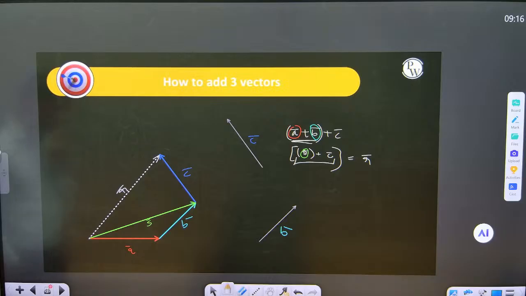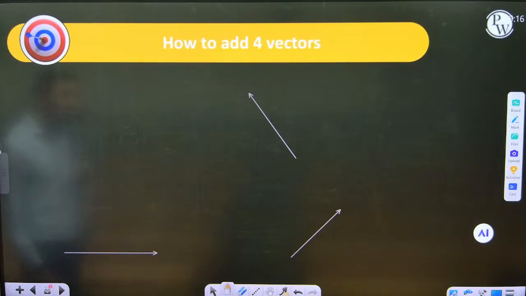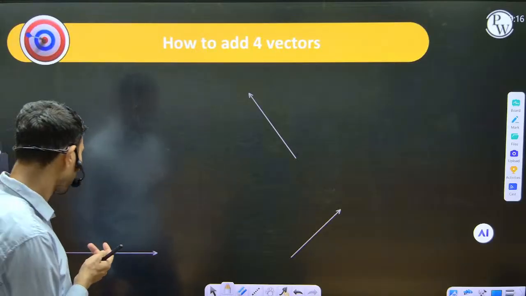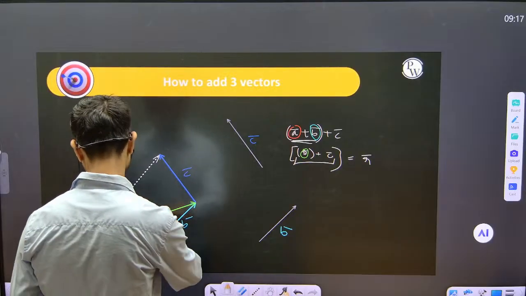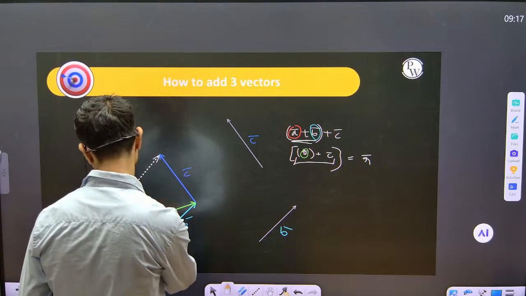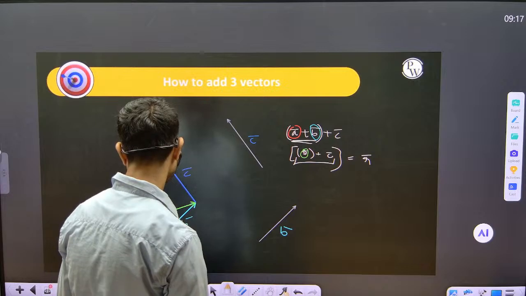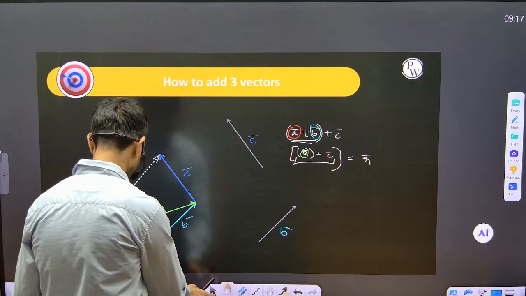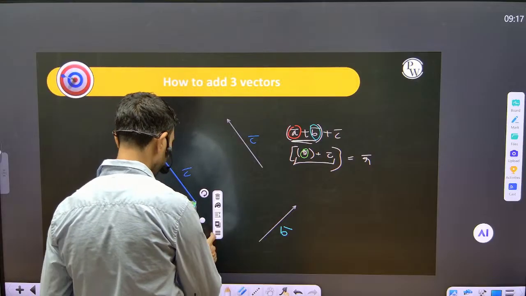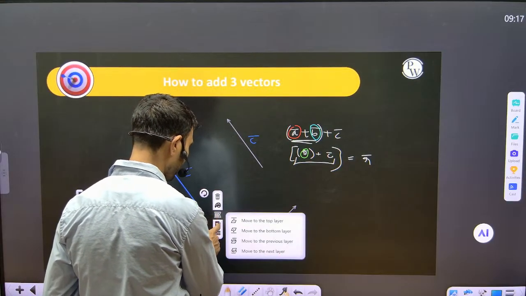Right. Let's go ahead. Now, how to add four vectors? In the same way, like if you let's say you added three vectors right now, right? A, B, and C. We added A, B, and C, and we got S vector and R vector. Actually, this should have been shown with a dotted line. That would make more sense.